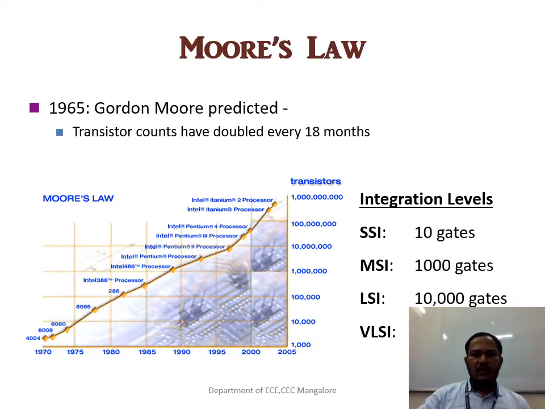So this is Moore's law, and we have categorized different scales of integration. Integration levels are: small scale integration, around 10 gates; medium scale integration, around 1000 gates; large scale integration, 10,000 gates; and at 100,000 gates it is called VLSI, very large scale integration. This is regarding Moore's law.